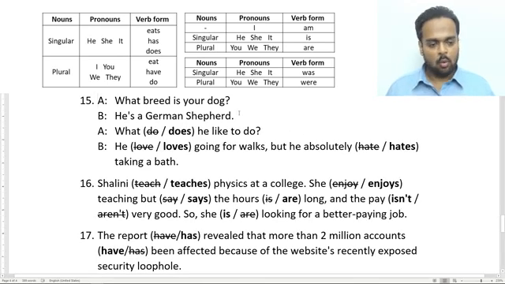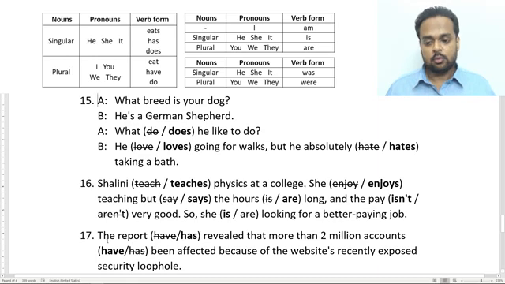Okay, number 15, what breed is your dog? He's a German Shepherd. What does he like to do? He loves going for walks, but he absolutely hates taking a bath. 16, Shalini teaches physics at a college. She enjoys teaching, but says, now up until this point, we've been dealing with Shalini, who is one person, so a singular subject, but here it gets a little complicated. But she says, the hours, plural, the hours are long, and the pay, singular, isn't very good. So she, singular again, is looking for a better paying job.